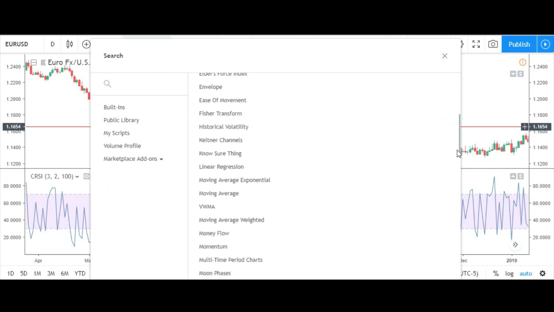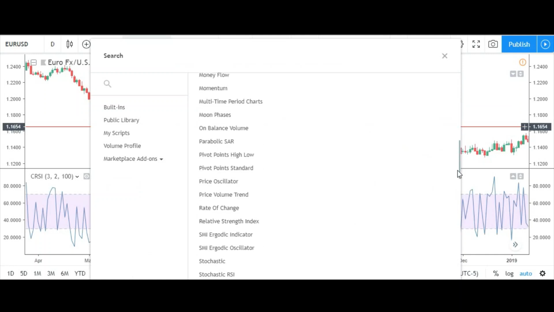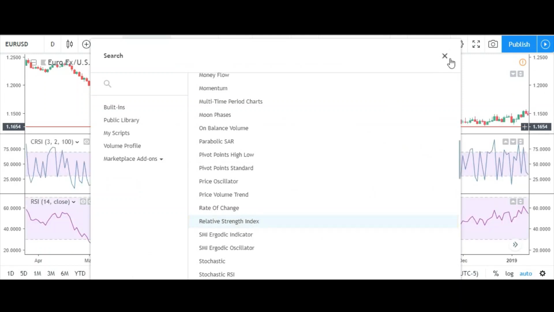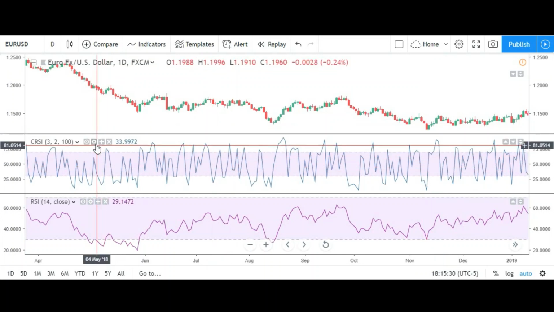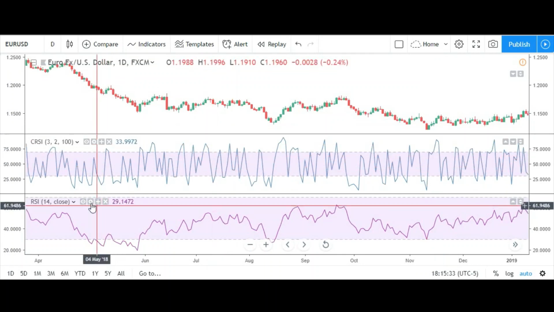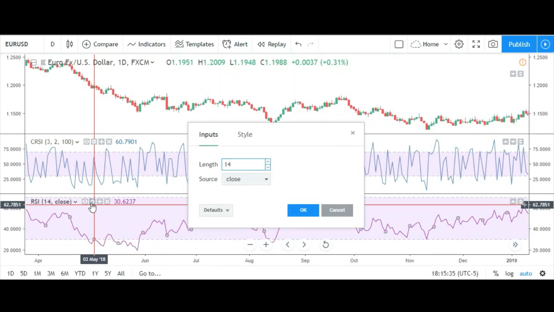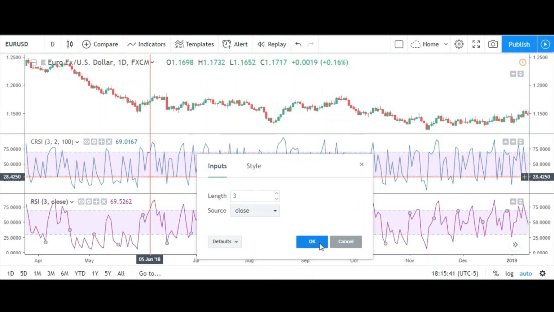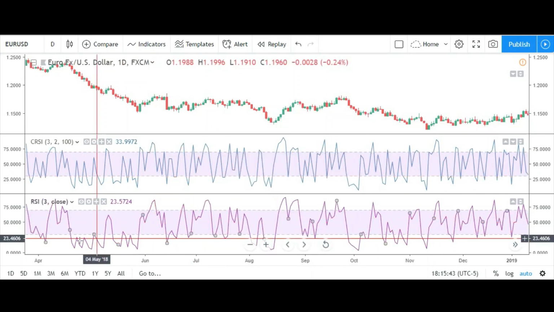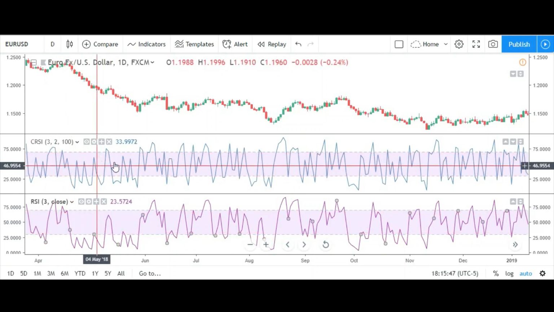So I'm going to go to relative strength index. Connors RSI is really used to get short-term changes, although you can find long-term changes on it as well. So we'll change this, because the normal RSI normally uses a length of 14, and we'll switch it to 3. Now when we switch it to 3, it looks very familiar to this chart.